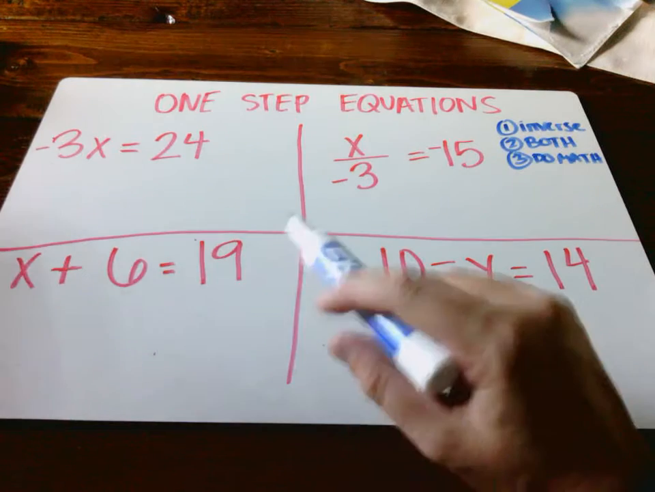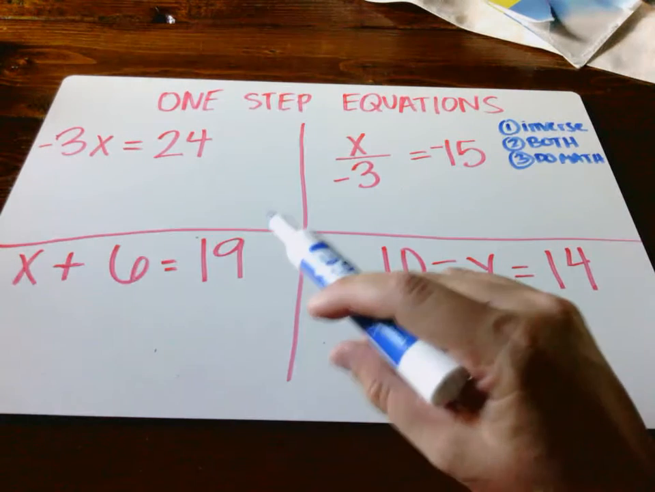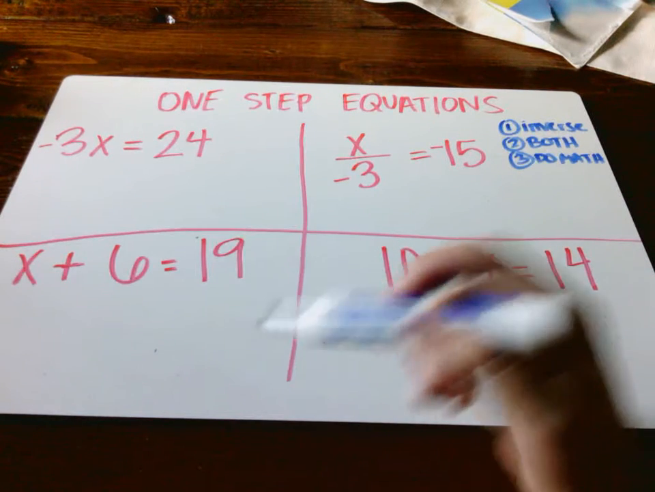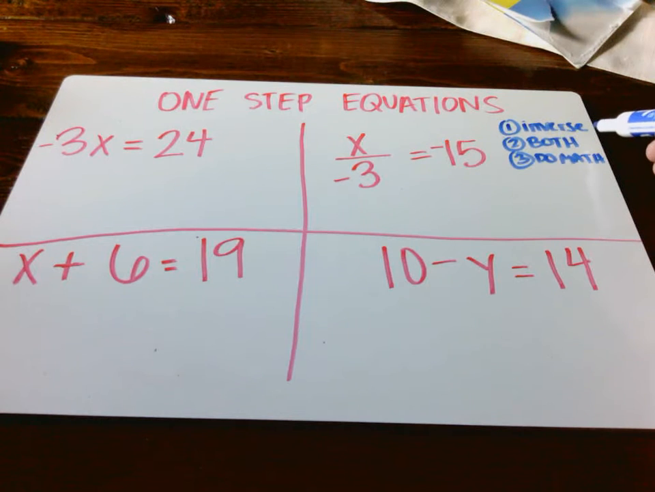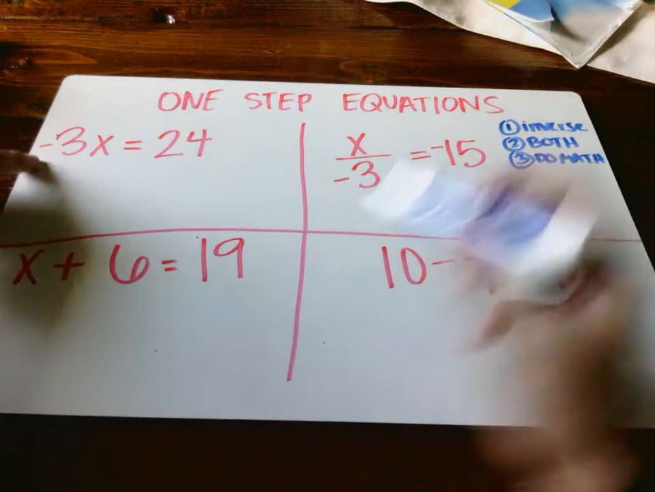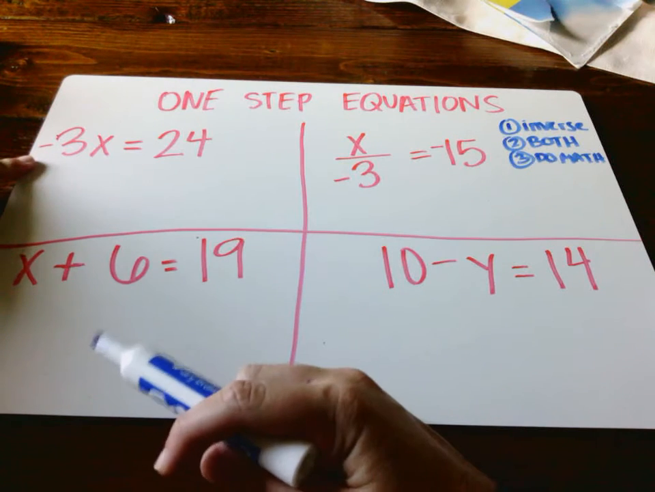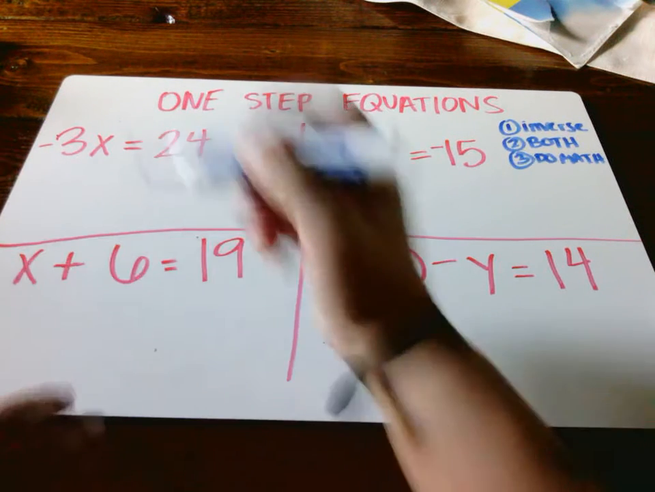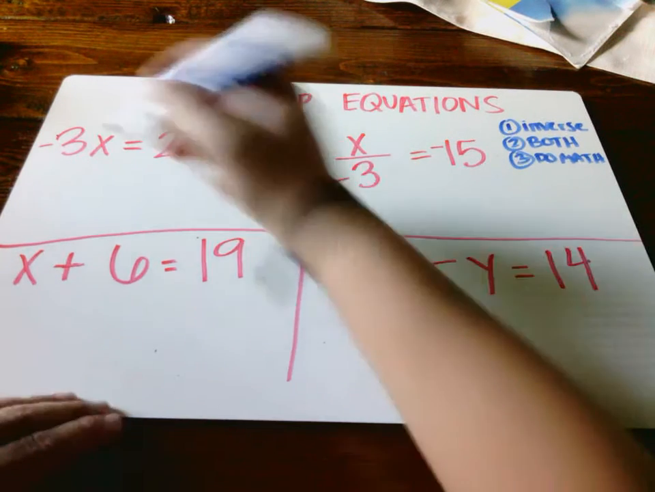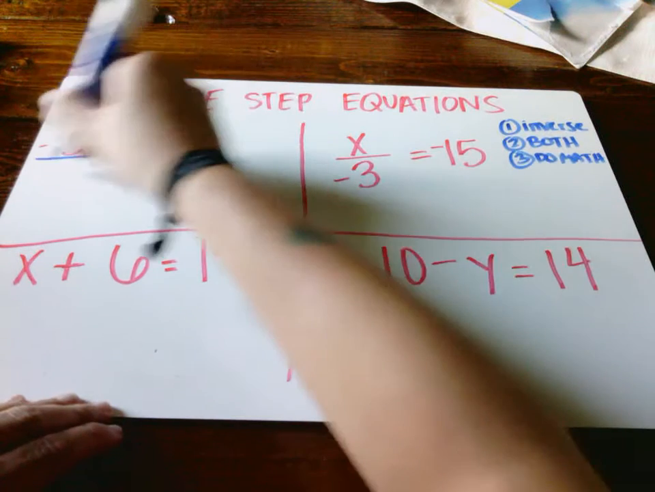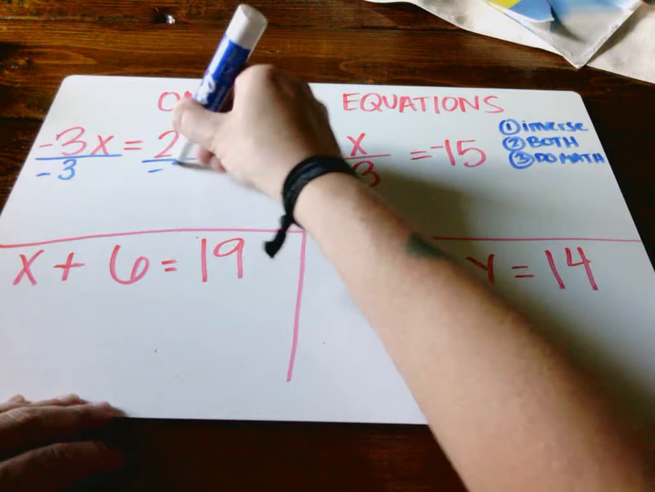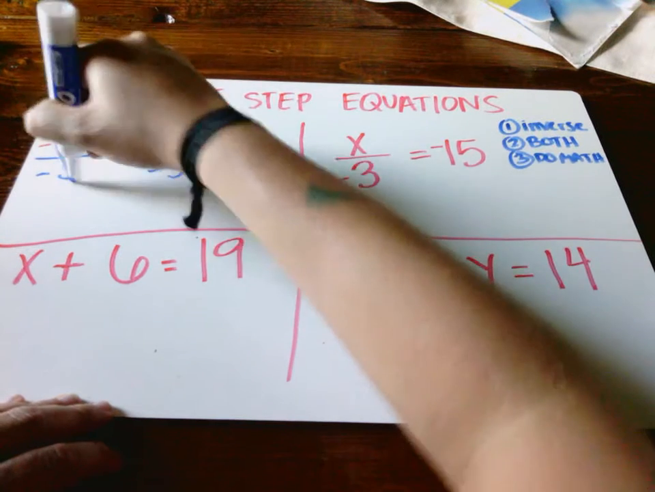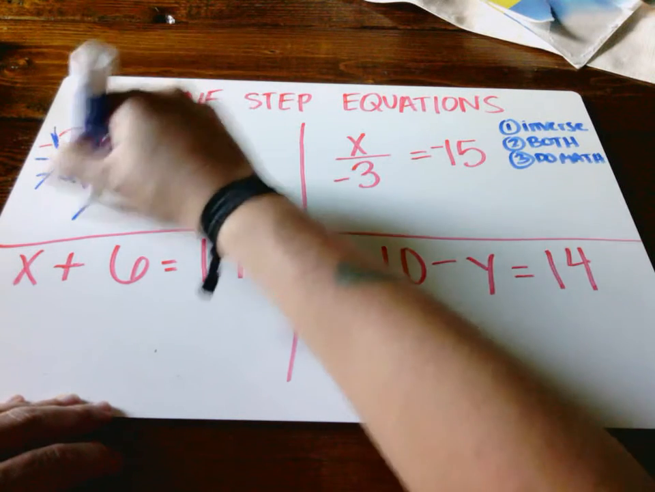Remember, my goal in one-step equations is to always get my variable, or my x, alone. I do this by using the inverse or opposite operation. Right here, -3 is being multiplied times x, so my inverse operation would be to divide. So I divide both sides by -3. That would get rid of those, and I would bring down my x.